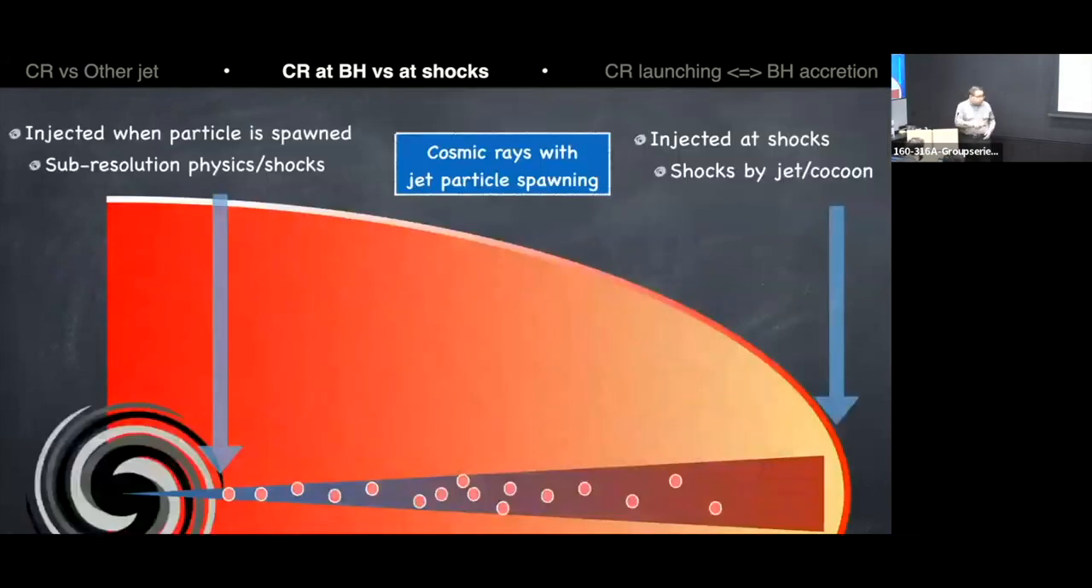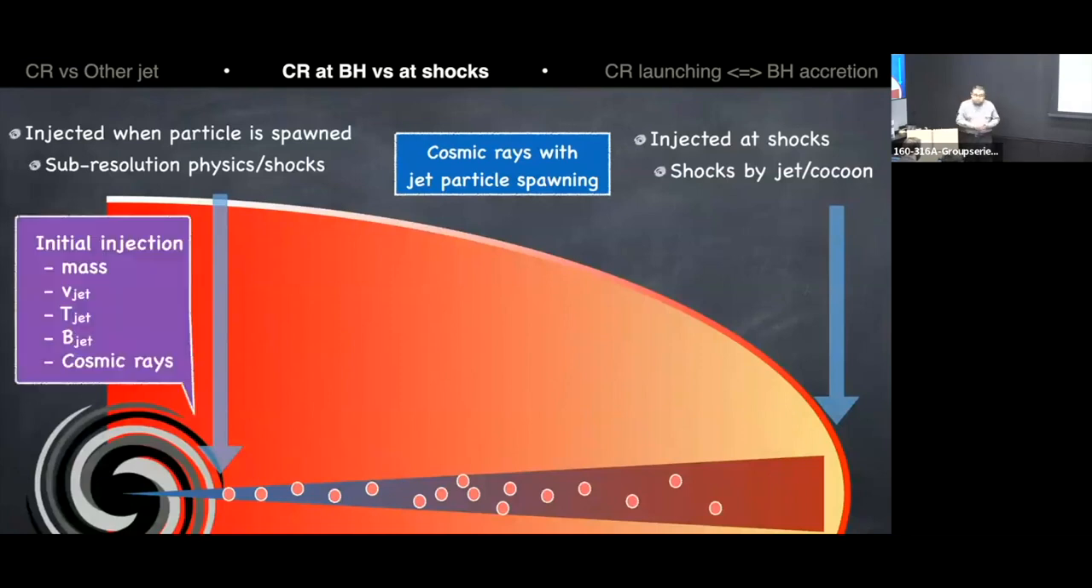To give you more detail, we use a particle spawning method for launching the AGN jet, which means we spawn gas particles from the black hole to model the jet. When a jet particle is created, we can assign a mass, velocity, temperature, magnetic field, and also cosmic ray. This gives a mass flux, momentum flux, energy flux, and cosmic ray energy flux. The motivation for this original approach is that these cosmic rays capture sub-resolution physics that cannot be captured in the galaxy simulation, for example, cosmic rays from subgrid shocks.